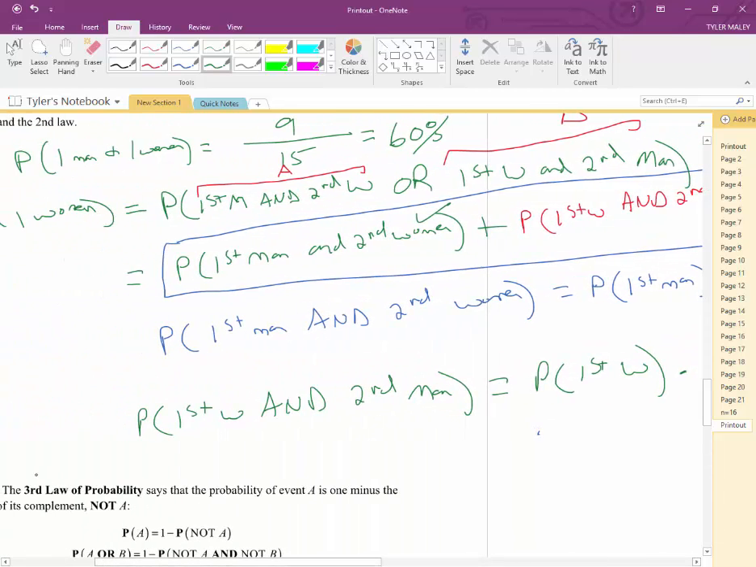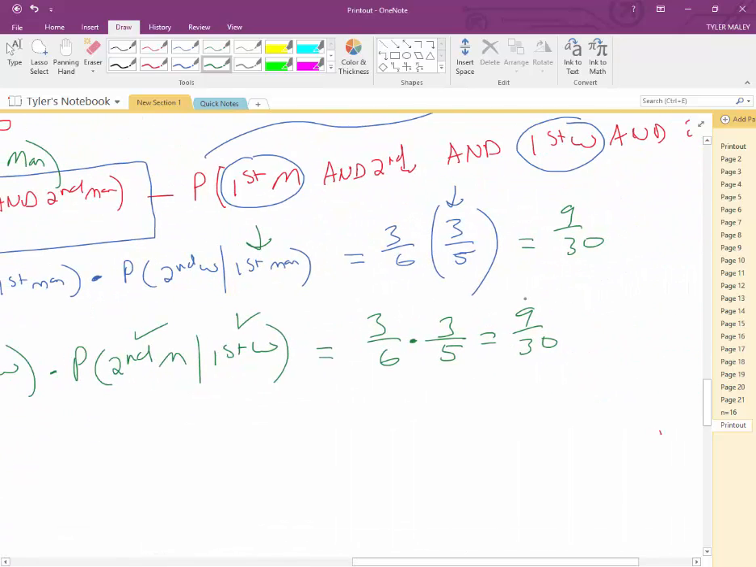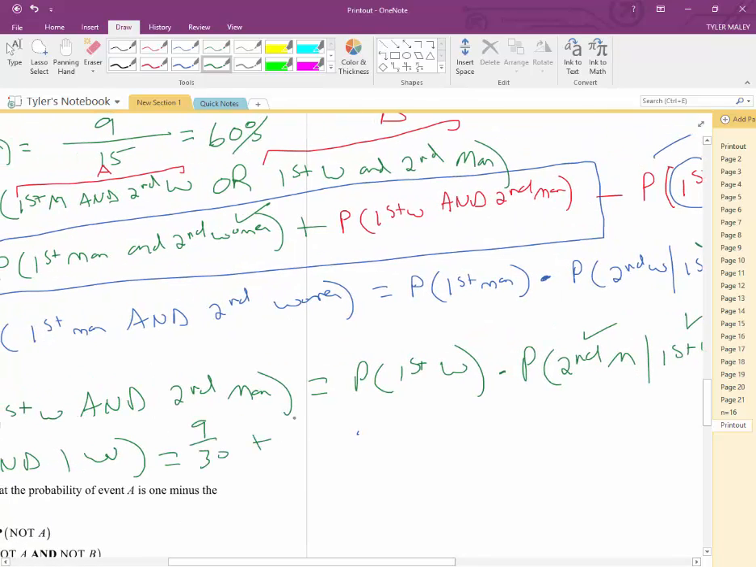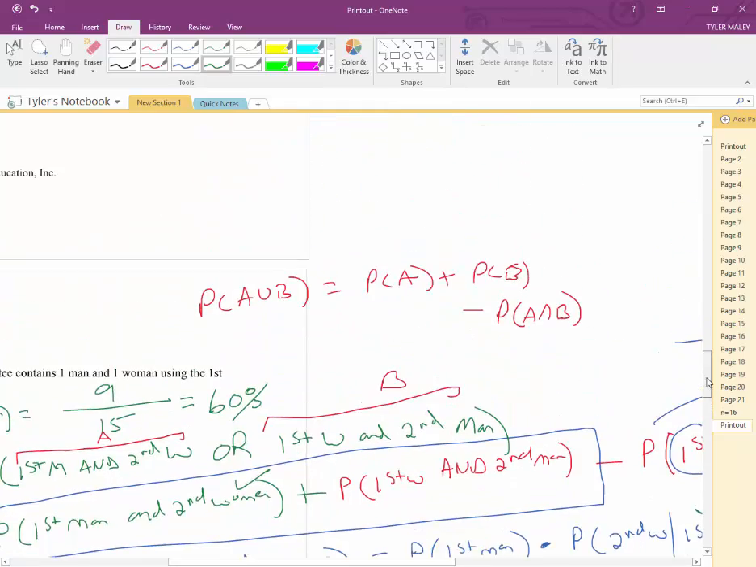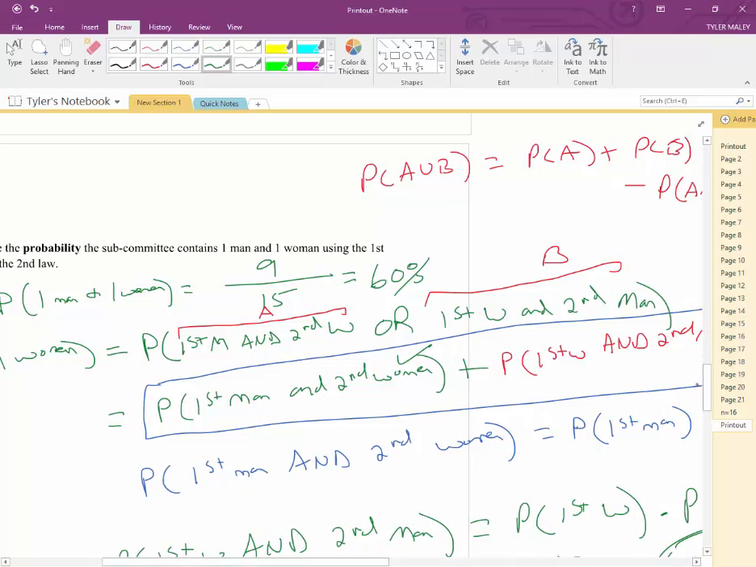So then the total probability, the probability that we have 1 man and 1 woman, is equal to the sum of these things, right? This 9/30ths and this 9/30ths. So we would take 9 out of 30 plus 9 out of 30, and we get 18 out of 30, right, which reduces down to 60%, right? So we found this using the classical definition and by applying these rules, right?